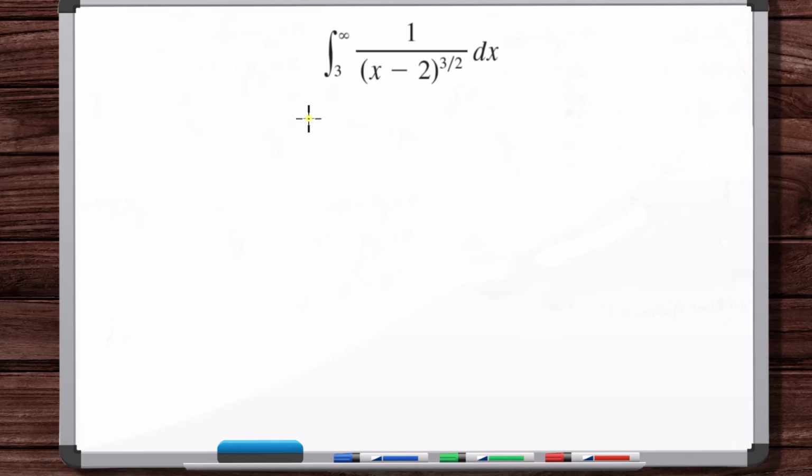And then either later in this video or it might be in a separate video, we'll integrate type 2 improper integrals, which is where you're integrating with respect to an infinite discontinuity.